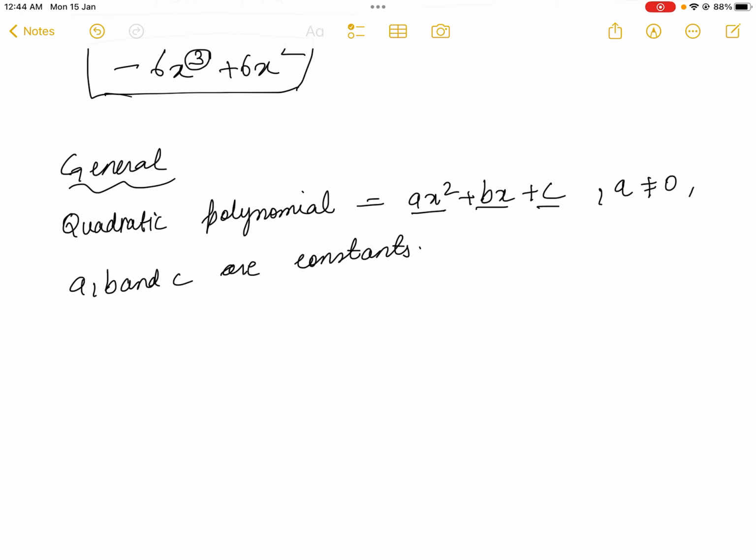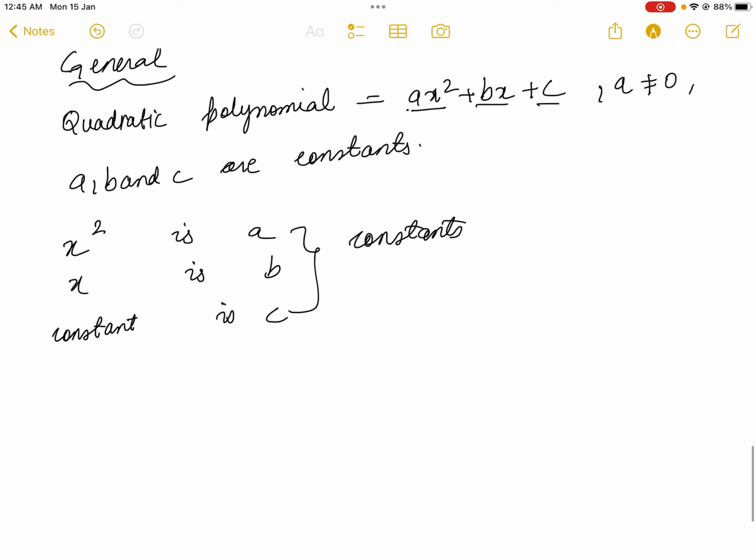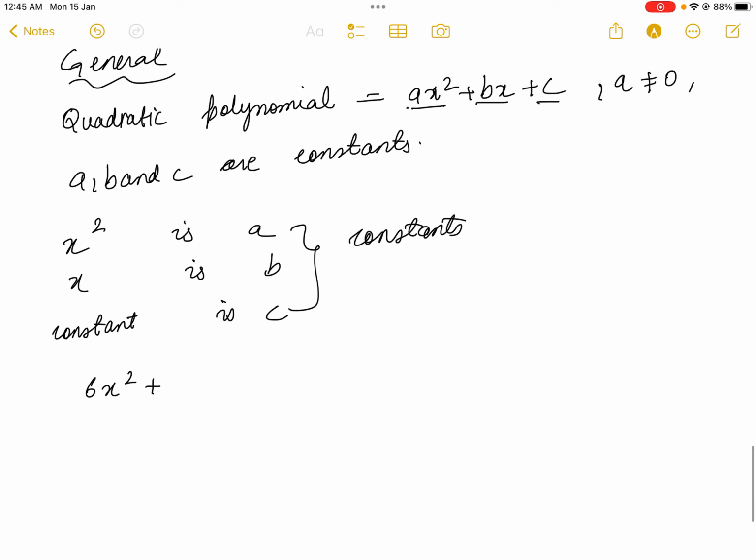So whenever we don't know the coefficients, remember what are coefficients? The number that comes along with the variable. If we don't know the coefficients, they are usually denoted by an alphabet again. So here the coefficient of x square is a, the coefficient of x is b, and the constant is c. All right, and remember a, b, c are constants. I'll just give you an example for comparison. So suppose 6x square plus 3x plus 7. Clear? This is a, this could be b, and this could be c.